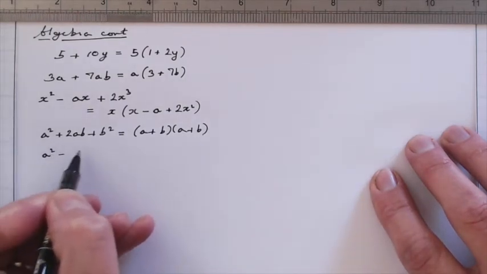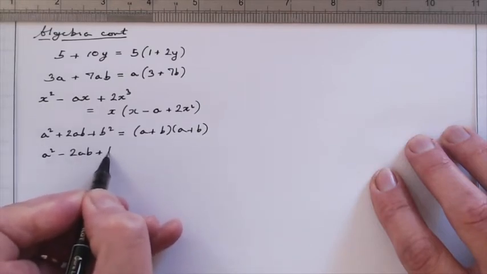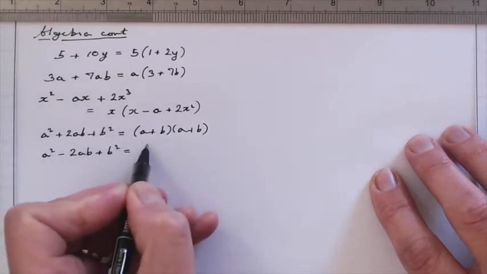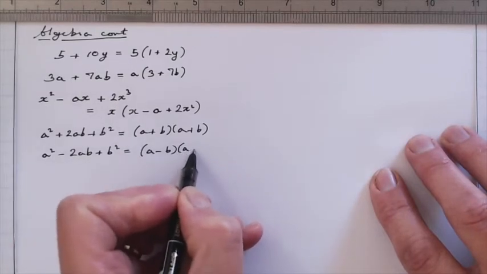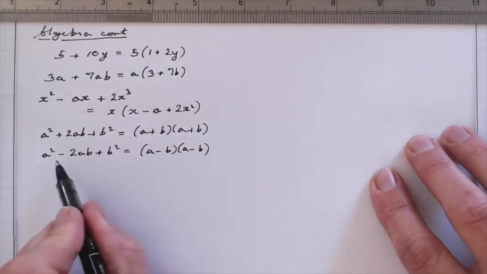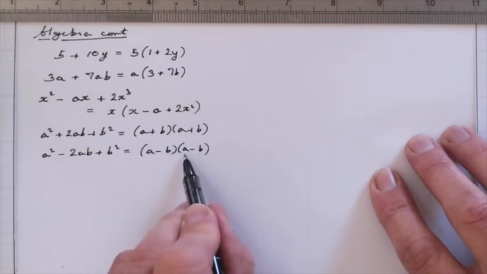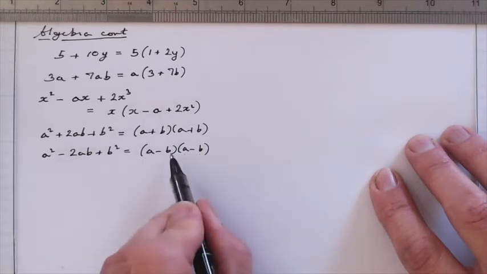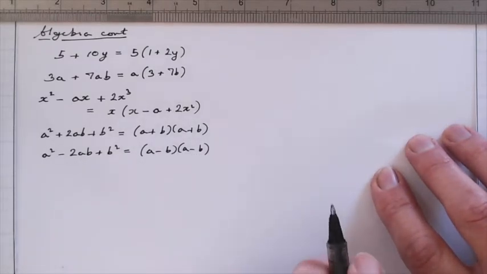Similarly, a squared minus 2ab plus b squared can be written as a minus b times a minus b, namely a minus b all squared. Again, we see a squared minus ab minus ba gives the minus 2ab, and then negative b times negative b gives back the b squared.